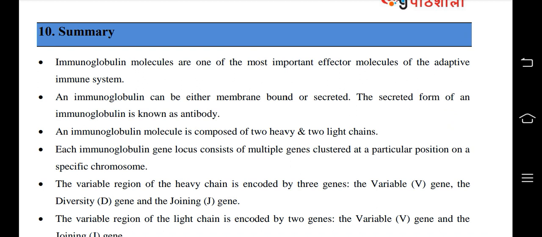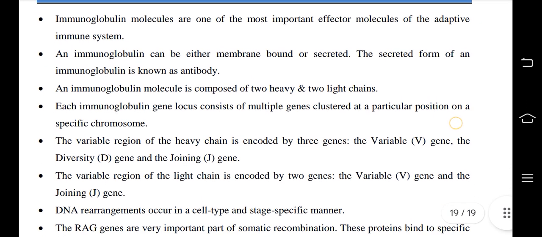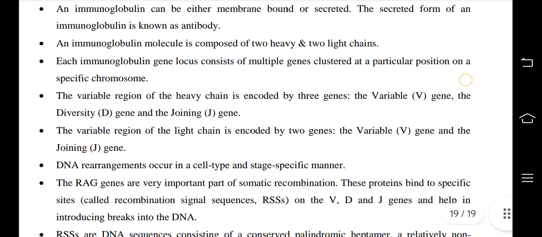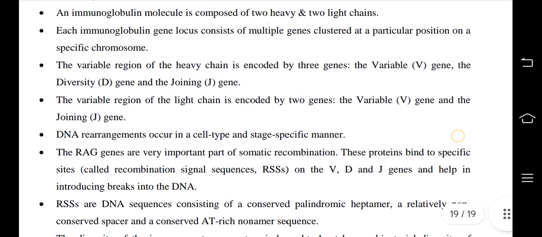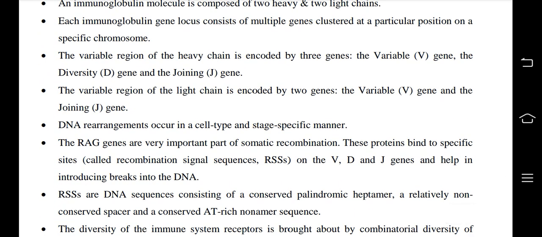The variable region of the heavy chain is encoded by three genes: the variable V gene, the diversity D gene and the joining J gene. The variable region of the light chain is encoded by two genes, the variable V gene and the joining J gene. DNA rearrangement occurs in a cell type and stage-specific manner.